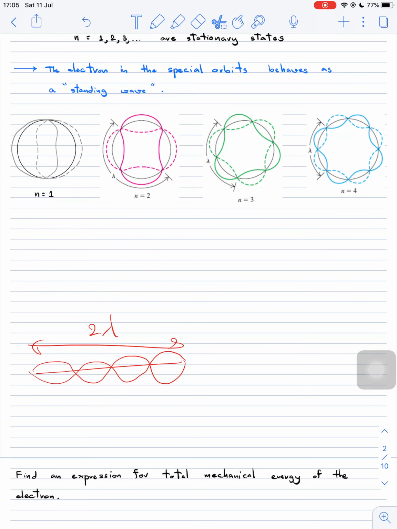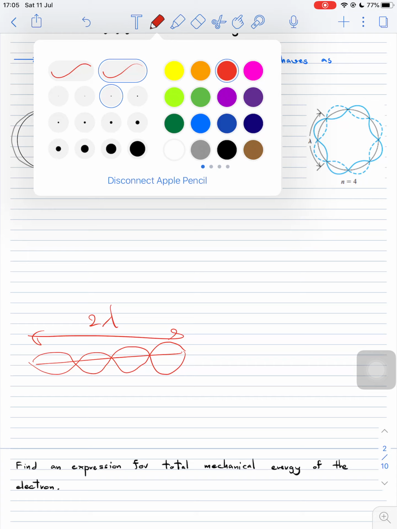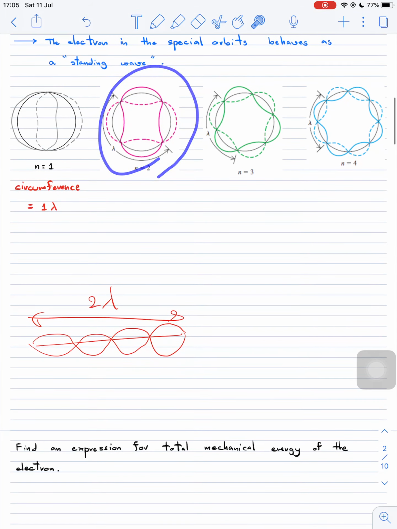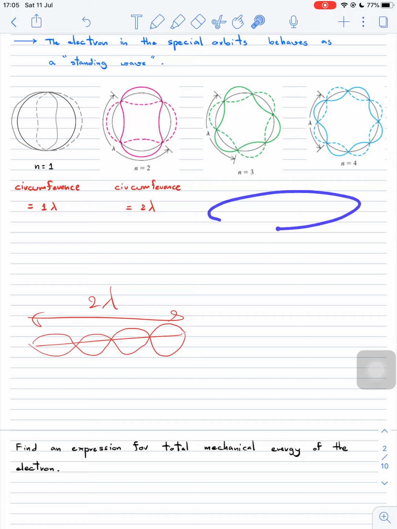Okay, so let me just emphasize again. In this case, it means that the circumference is equal to one wavelength. But now, if we have the four loops, and we combine these two ends together, then we have one loop, two loops, three loops, and the four loops. So in this case we get that the circumference is equal to two times the wavelength, and so on for the others.